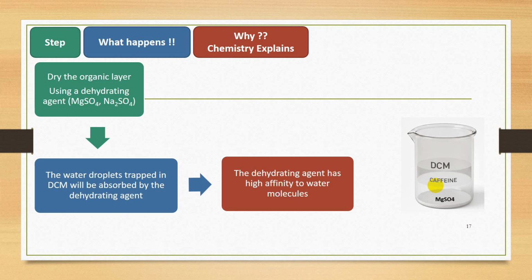So you just swirl it around until the powder stops clumping? Pretty much. When you add fresh drying agent and it stays free-flowing like fine sand, you know it's absorbed all the water it can find. The DCM is now dry. Okay, so DCM plus caffeine. Now we just need the caffeine.